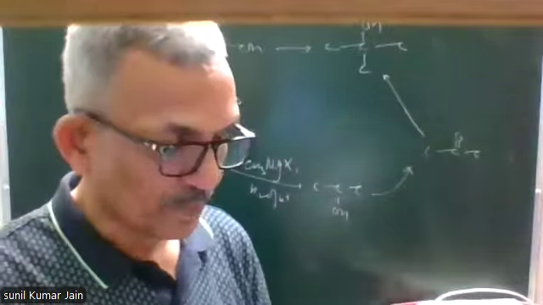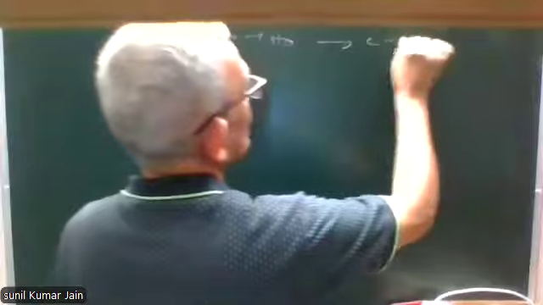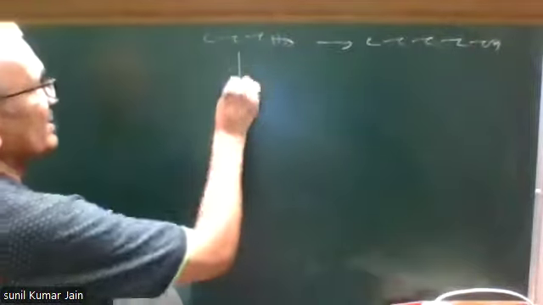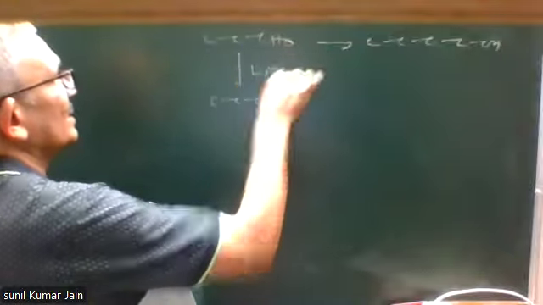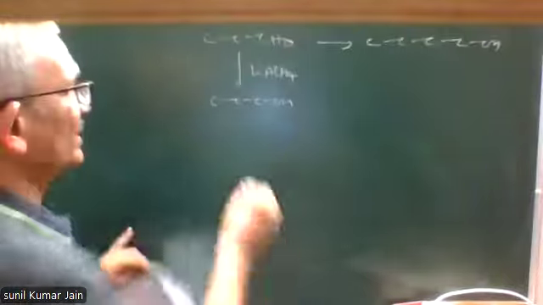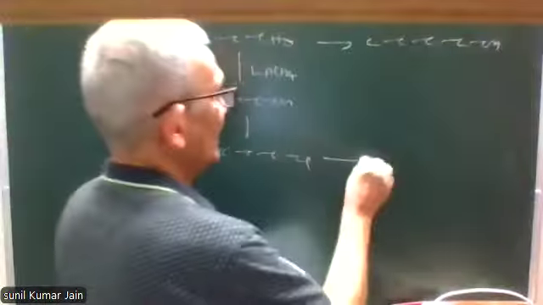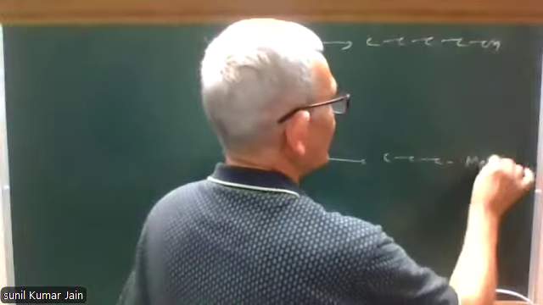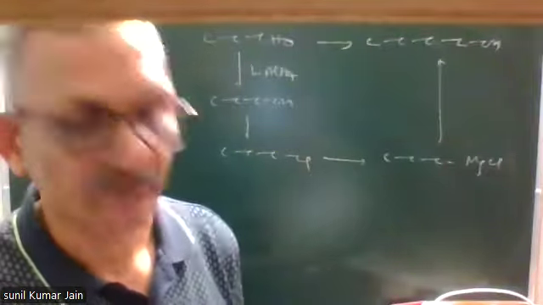Next, propanol into 1-butanol. Reduction will give alcohol. Convert alcohol into alkyl halide. Alkyl halide into Grignard reagent. Last step, react with formaldehyde. You'll get the final product.